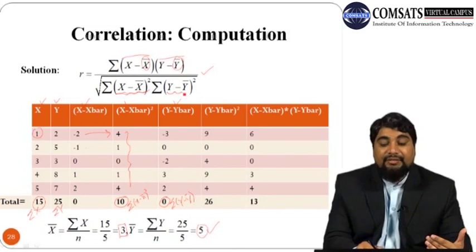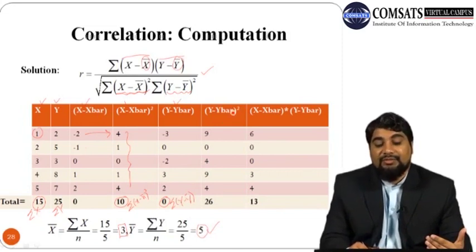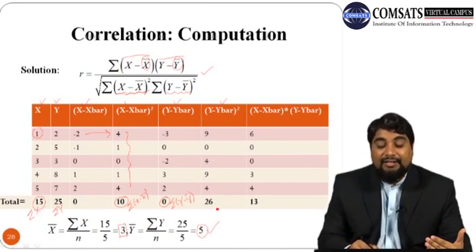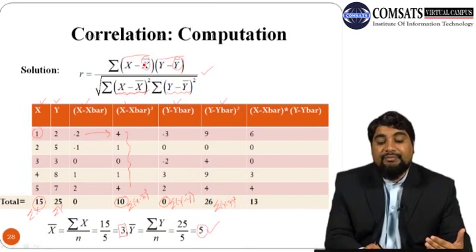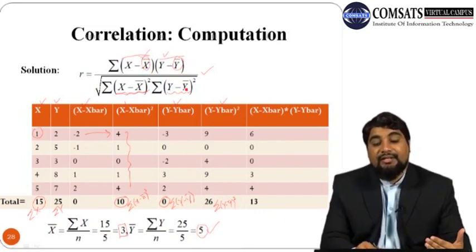Next we need to calculate summation (y minus y bar) whole square. So construct a new column and label it as (y minus y bar) whole square. So square of minus 3 is 9, square of 0 is 0, square of minus 2 is 4, and so on. And this number is summation (y minus y bar) whole square. Now in the numerator we need to multiply x minus x bar with y minus y bar.